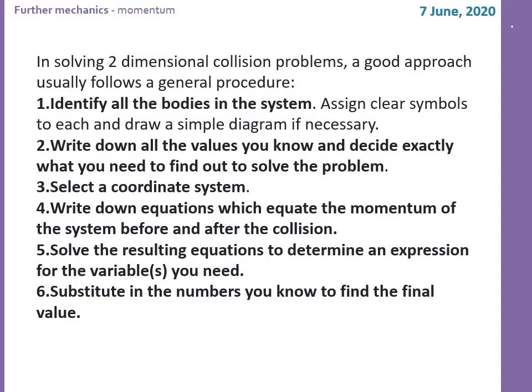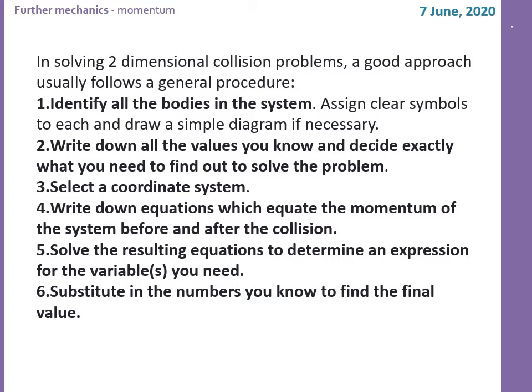This is a simple problem. Before solving a two-dimensional problem, a good approach usually follows a general procedure. You have to follow these steps. Number one, identify all the bodies in the system. Assign a clear symbol to each and draw a simple diagram if necessary. You can say the white ball is mass 1, velocity 1, and the black ball is mass 2, velocity 2, or you can make it color coded or mass coded. It's up to you, but you should know that identification.